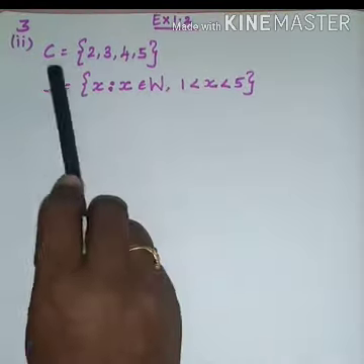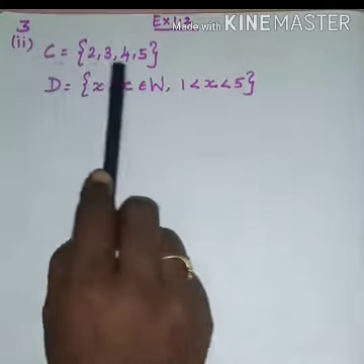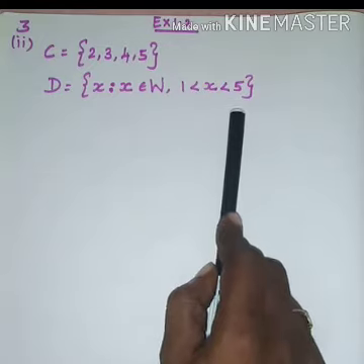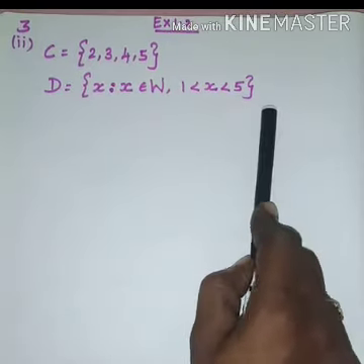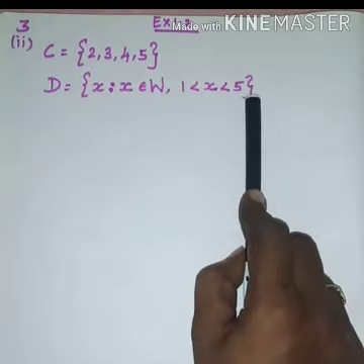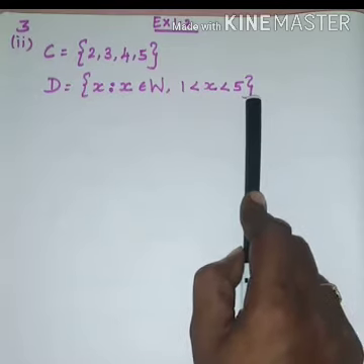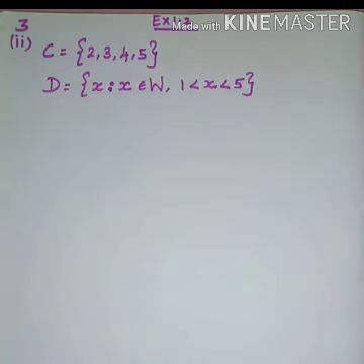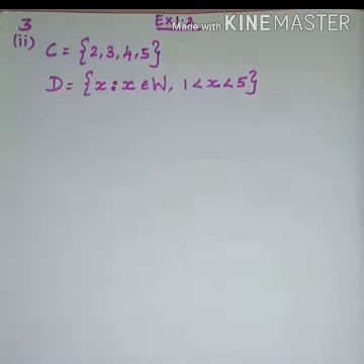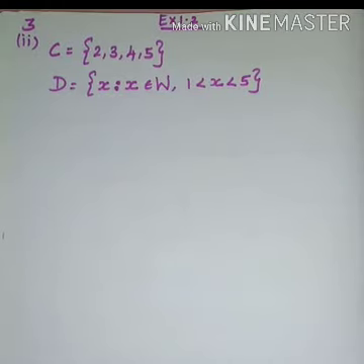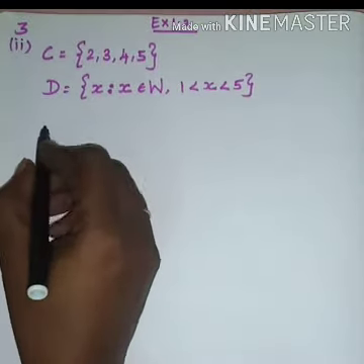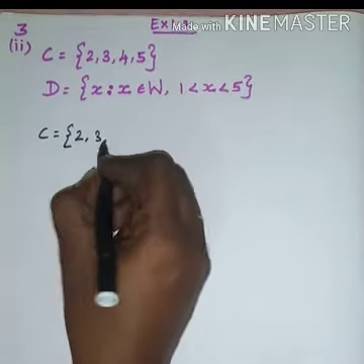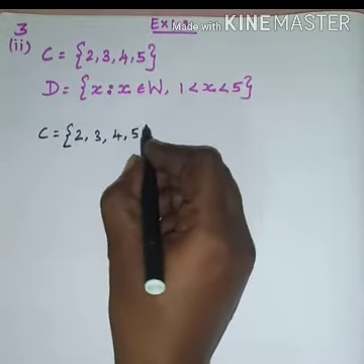Here C is given in roster form and D is given in set builder form. So we have to change it to roster form. Then only we can find whether C and D are equivalent sets, equal sets or unequal sets. Okay. So now C is given in roster form, so write it as it is: 2, 3, 4, 5.